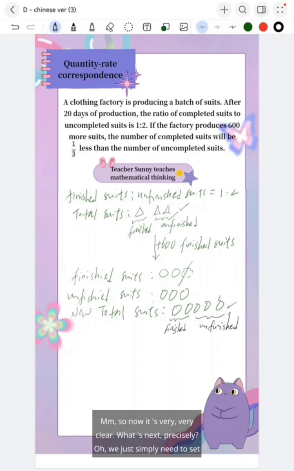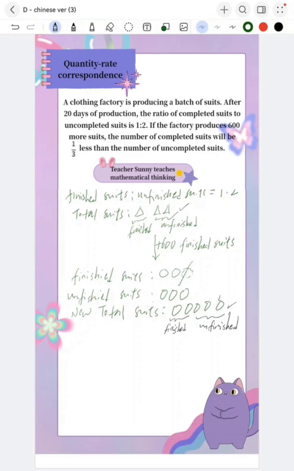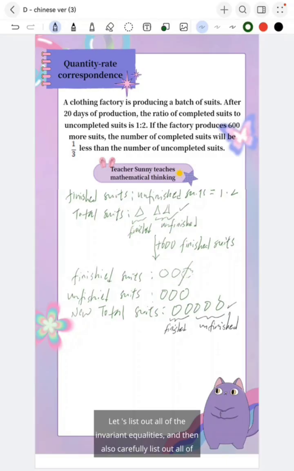So now it's very clear. What's next? We just need to set up a proportional relationship to calculate how many suits are in this batch. And to set up this proportional relationship, what do we need to do? That is, let's list out all of the invariant equalities and then also list out all of the variable equalities. This way we can set up the proportional relationship.